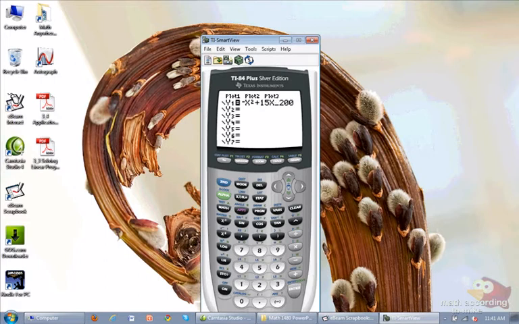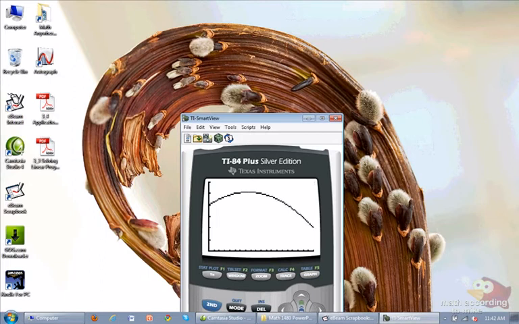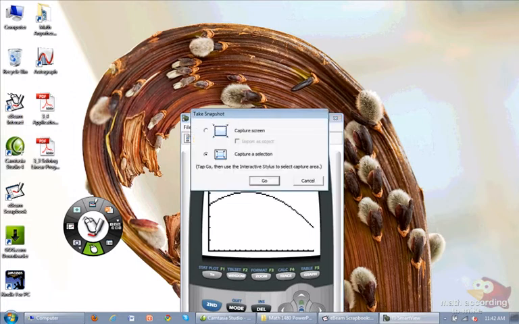Okay. And I'm going to change the window from 0 to 20. And I'm going to keep the scaling as 1. The y min, I'm going to say 0 to, what was our largest value? 250? So we'll say 300. Then I'm going to keep that as 50. Alright, and then I'm going to hit graph. If you didn't follow along to that, that's totally fine. It's not detrimental.